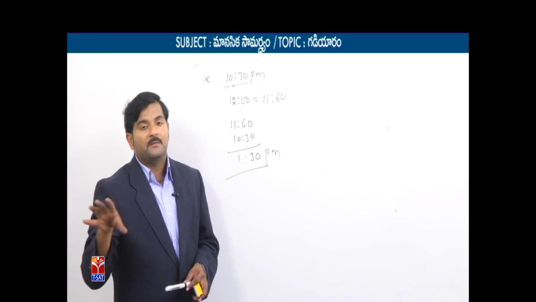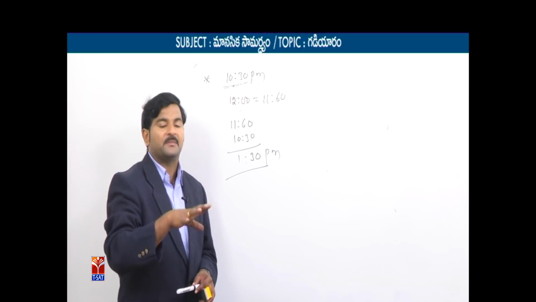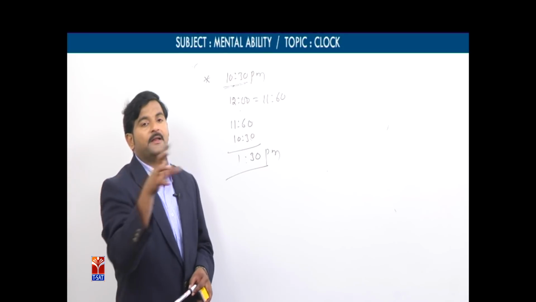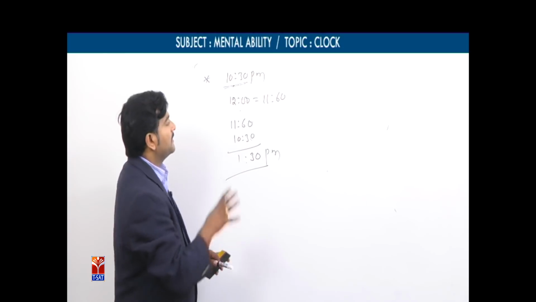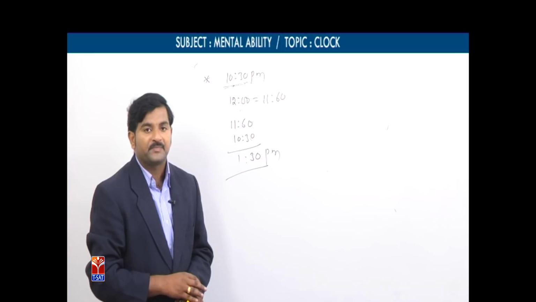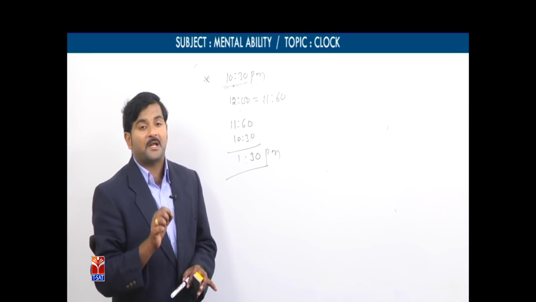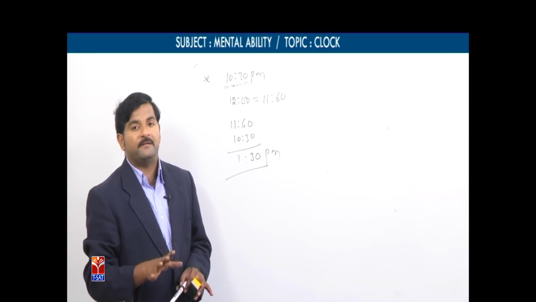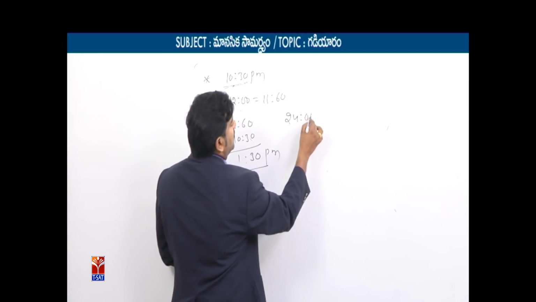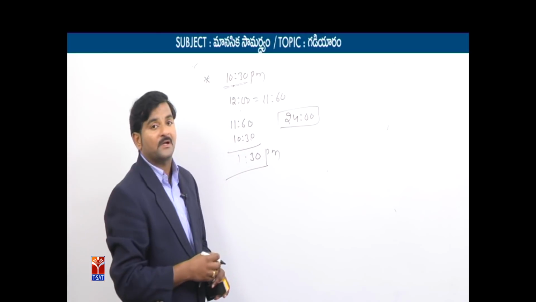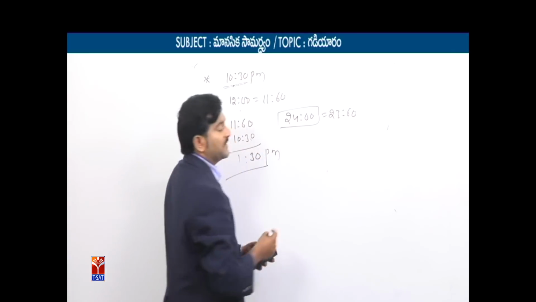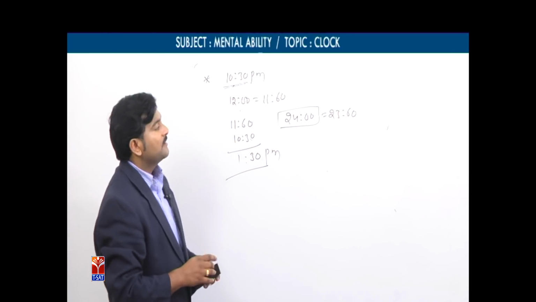Sometimes he may give the mirror image time and ask you to find the real time. Whether he gives the real time and asks you to find the mirror image time, or gives the mirror image time and asks you to find the real time, the formula is the same. Simply, we have to subtract from 11:60, if it is a normal clock. Sometimes in the question he clearly mentions a railway clock. If it is a railway clock, we simply need to subtract from 24 hours, because a railway clock has 24 hours. Again 24 hours can be expressed as 23 hours 60 minutes for our simplification.